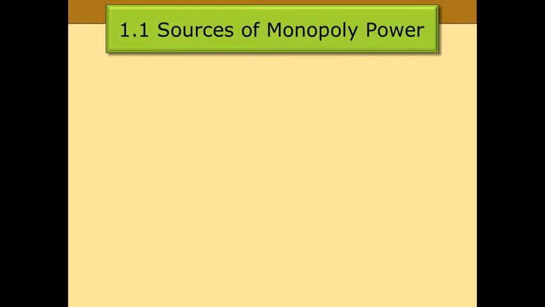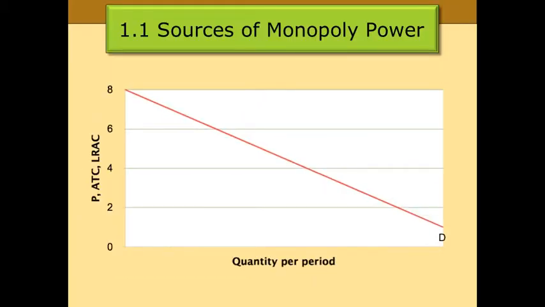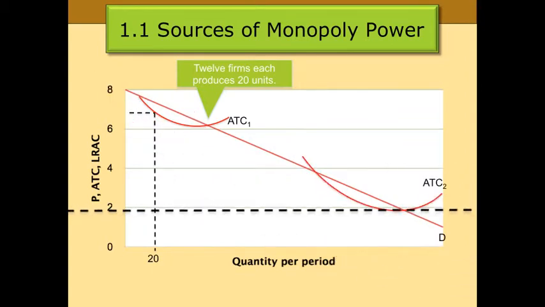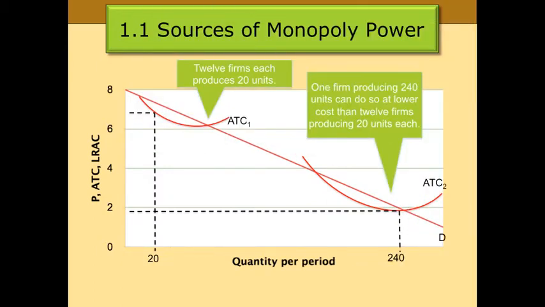12 firms, each operating at the scale shown by average total cost curve 1 in the figure in front of you. A firm that expands its scale of operation to achieve an average total cost curve, such as ATC2, could produce 240 units of output at a lower cost than could the smaller firms producing 20 units each. By cutting its price below the minimum average total cost of the smaller plants, the larger firm could drive the smaller ones out of business.